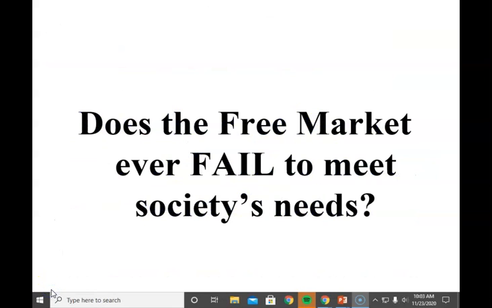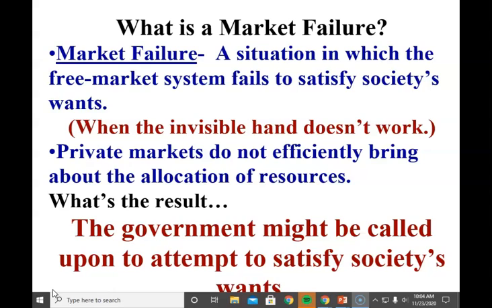However, we need to consider, does the free market ever fail to meet society's needs? And the answer to that question is yes. In that situation, the free market system fails to satisfy society's wants, and we refer to that as a market failure. The private markets do not efficiently bring about the allocation of resources. So what's the result? The government might be called upon to attempt to satisfy society's wants.